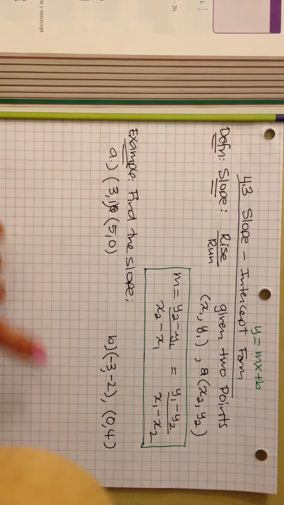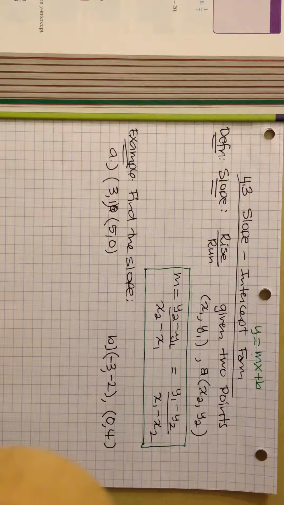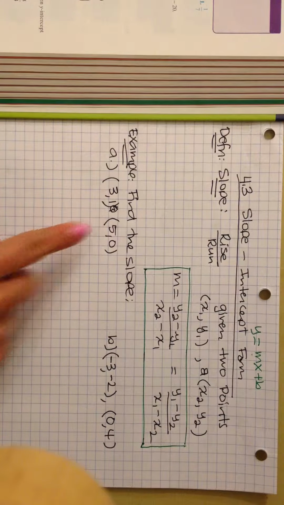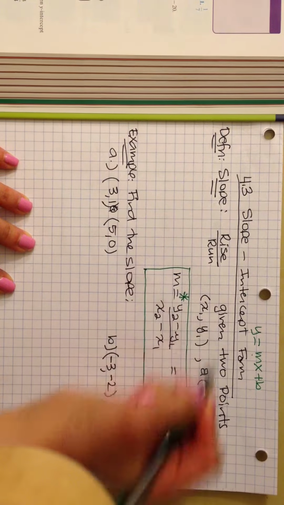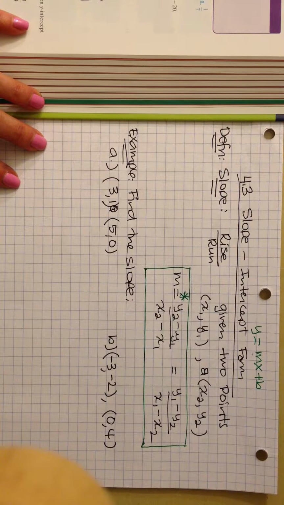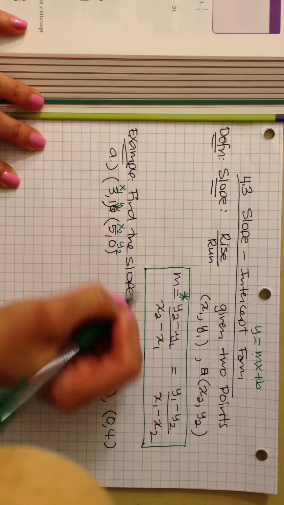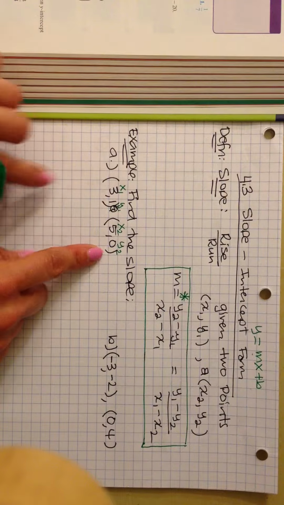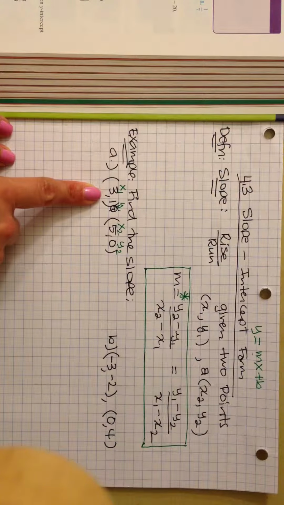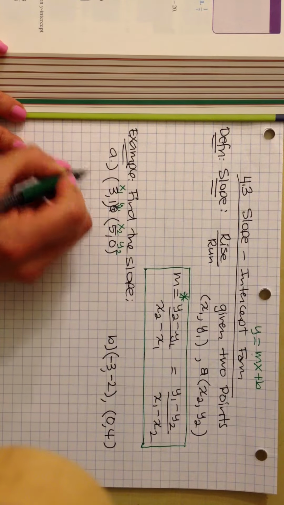So here are 2 examples. If you have 2 ordered pairs, any 2 ordered pairs on a line, we can use the 2 points to calculate the slope using the formula. I'm going to use the first formula, this one right here. You can label your points if you want: x1, y1, x2, y2. It doesn't matter which one is x1 or x2, or which one's y1 or y2. I could have said the first point was x2, y2, and the second point x1, y1. You'll get the same answer.